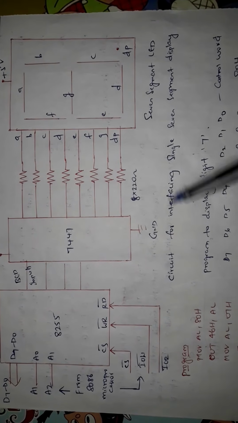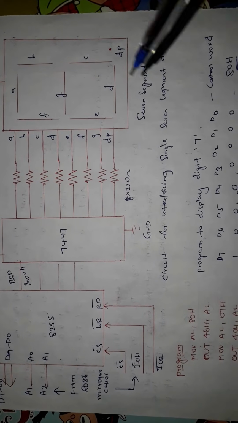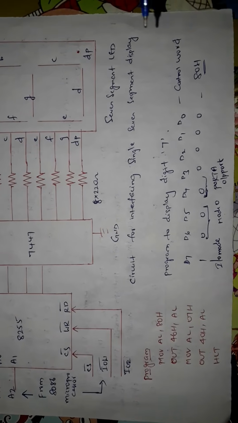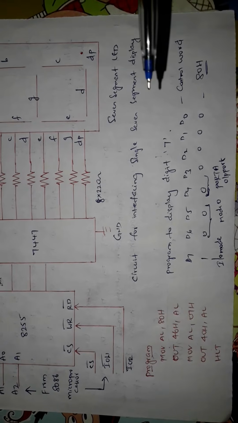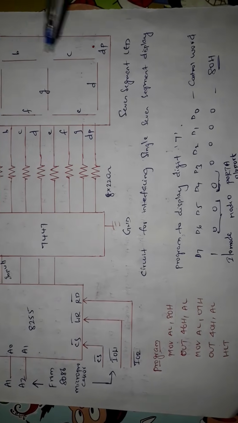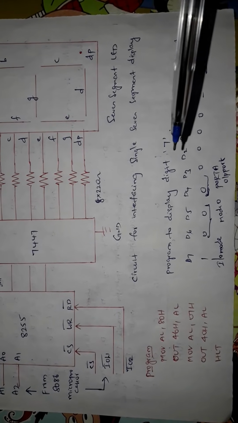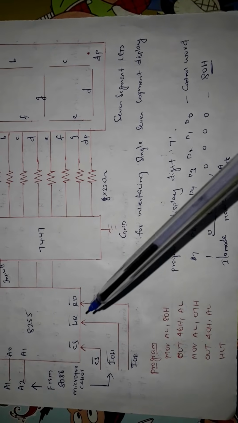The circuit is shown here only for interfacing of one 7 segment display. Now a simple program is shown here for displaying the value 7 on the 7 segment LED. The first thing we have to do is configure the 8255.